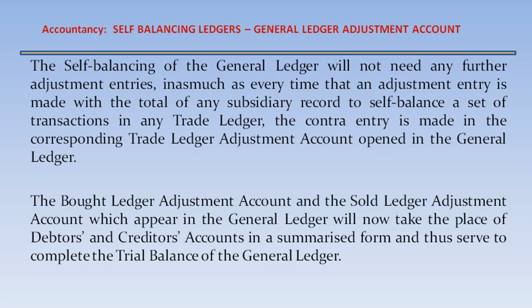The self-balancing of a general ledger will not need any further adjustment entries, inasmuch as every time that an adjustment entry is made with the total of any subsidiary record to self-balance a set of transactions in any trade ledger, the contra entry is made in the corresponding trade ledger adjustment account opened in the general ledger. The bought ledger adjustment account and the sold ledger adjustment account, which appear in the general ledger, will now take the place of debtors and creditors accounts in a summarized form and thus serve to complete the trial balance of the general ledger.